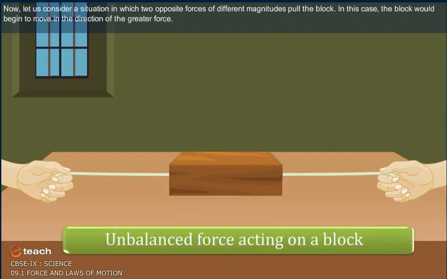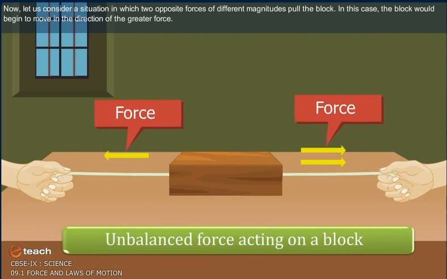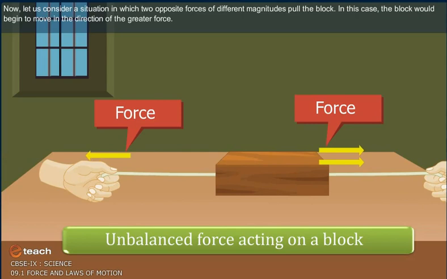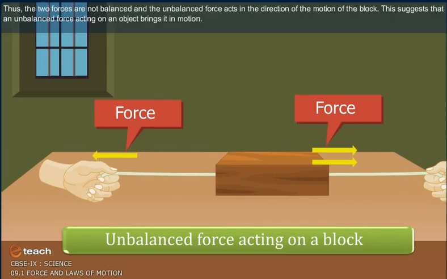Now, let us consider a situation in which two opposite forces of different magnitudes pull the block. In this case, the block would begin to move in the direction of the greater force. Thus, the two forces are not balanced and the unbalanced force acts in the direction the block moves. This suggests that unbalanced force acting on an object brings it in motion.